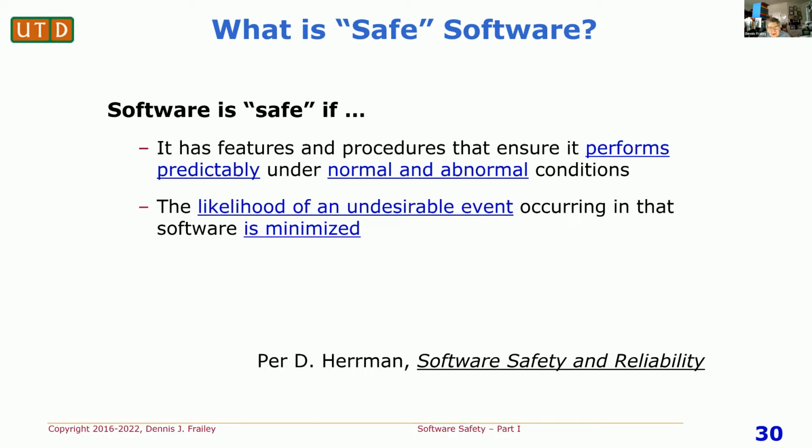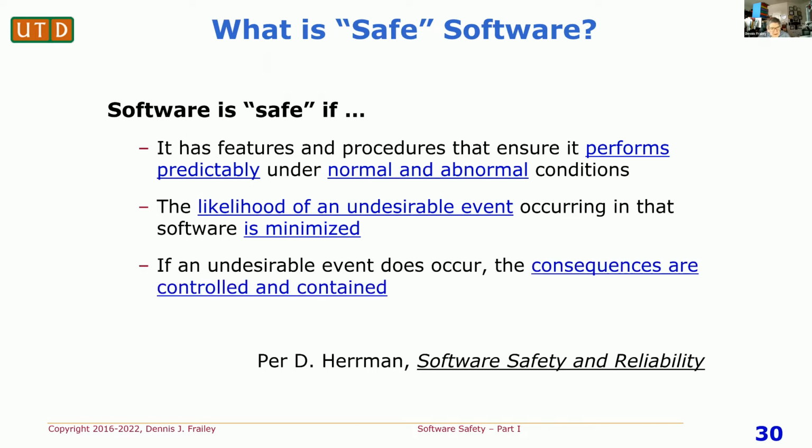Then the likelihood of an undesirable event is minimized. In other words, we don't say it can never happen. We say it's extremely unlikely to happen. And if an undesirable event does occur, the consequences are controlled and contained. In other words, you try to make things as unharmful as possible if things go wrong. Now, those are safety standards that were developed for hardware devices a long time ago, and are basically considered the basis for the definition of what safe software is.